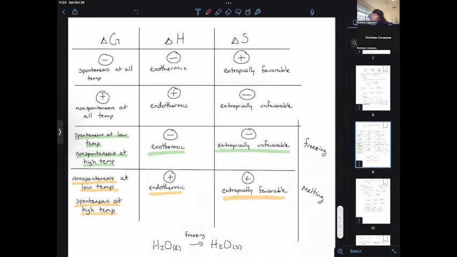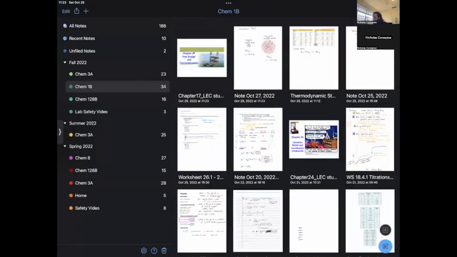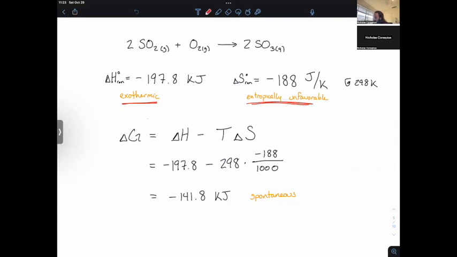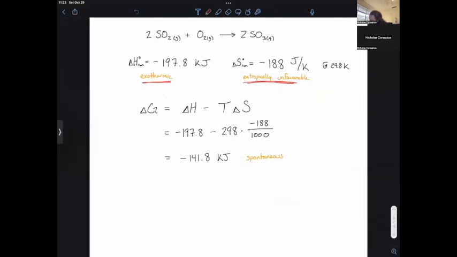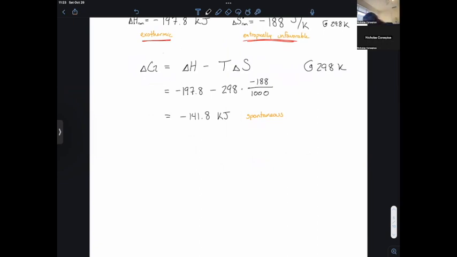We can see that reactions that are exothermic but entropically unfavorable will be spontaneous at low temperatures, but they will become non-spontaneous at high temperatures, right? So if we go back to our example here, we saw that indeed it was spontaneous at 298 Kelvin, but now we're going to crank up the temperature. So first of all, this calculation was again at 298 Kelvin. Now we're going to crank up the temperature and predict our delta G at 1200 Kelvin.